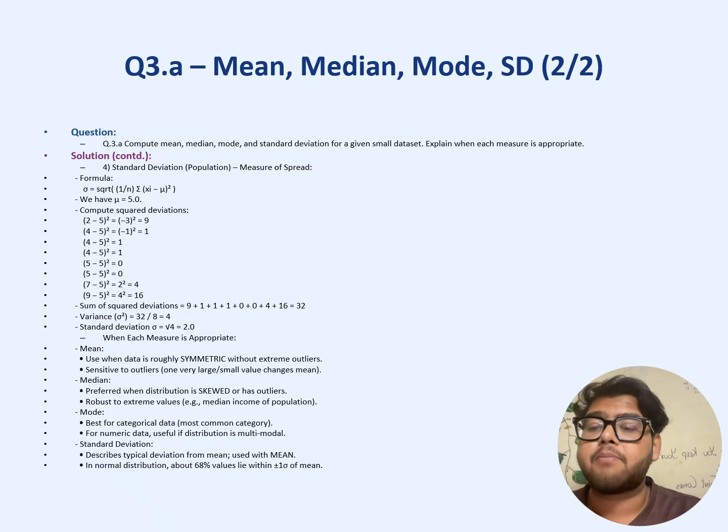Mode: best for categorical data. For numeric data, it is useful if the distribution is multimodal. Standard deviation describes the typical deviation from the mean, used with the mean in a normal distribution. About 68% of values lie within plus or minus 1 sigma of the mean.